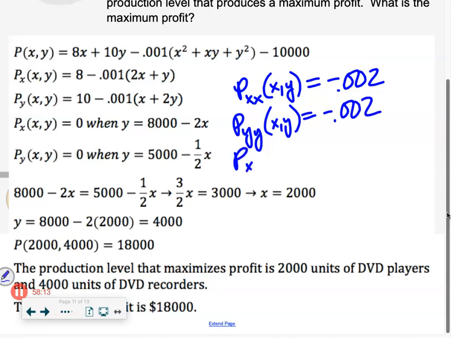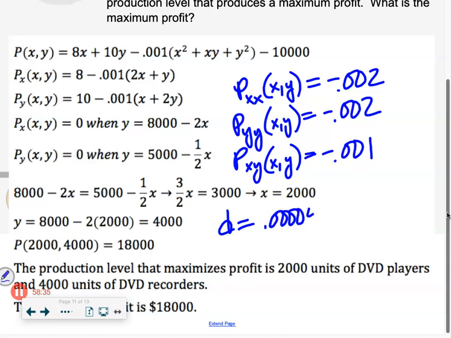Tell me if I mess up. p sub xy, so negative 0.001. All right, let's see. These are all constants, so my D is going to be 0.002 squared. What's that? 0.000004, minus 0.000001, which is positive, right? So I have a positive D and a negative second partial, so I have a relative max, right?